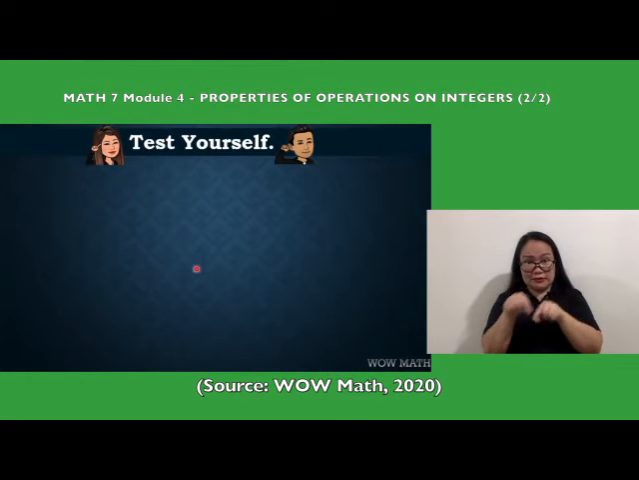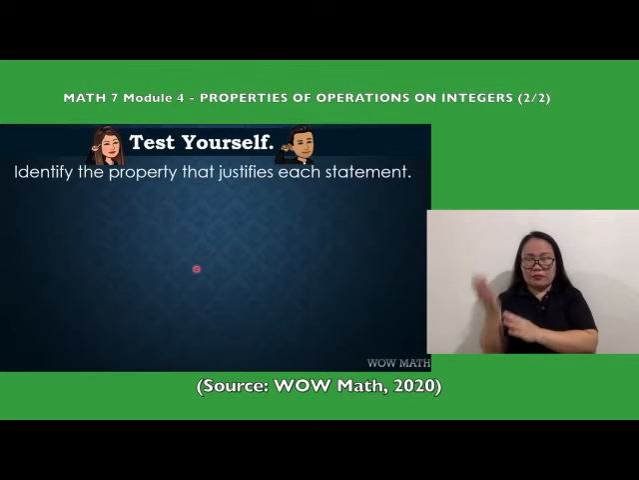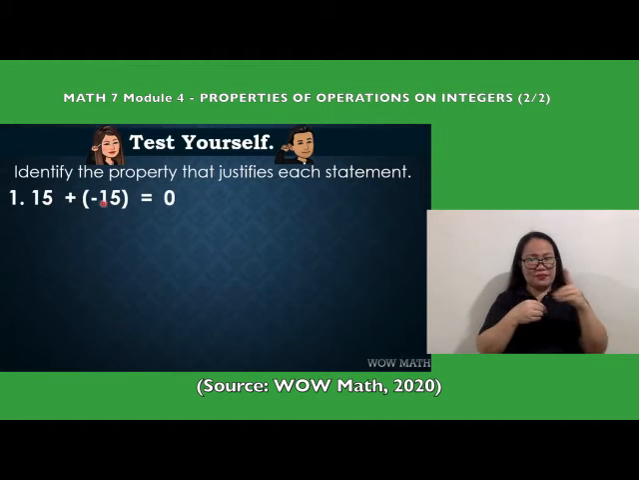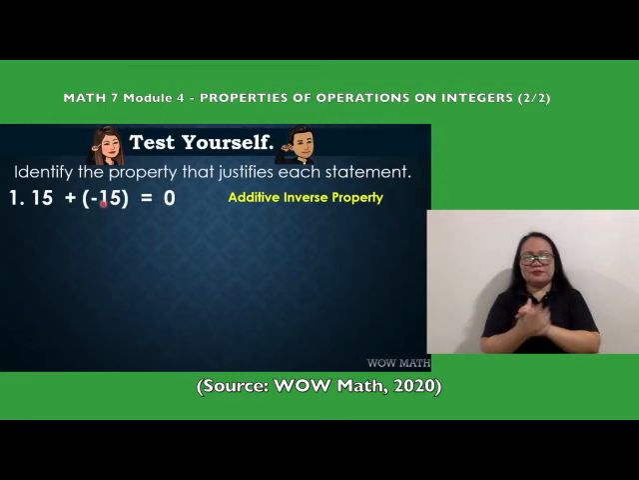Okay, so dapat napanood nyo yung first part ng ating video tutorial para makasabay o makasagot tayo dito sa practice exercises. So, I have here, identify the property that justifies each statement. So, number 1, 15 plus negative 15. So, ano na una nating nakita? Positive, negative is equal to 0. So, additive agad ito, di ba? Additive inverse. And that is additive inverse property.